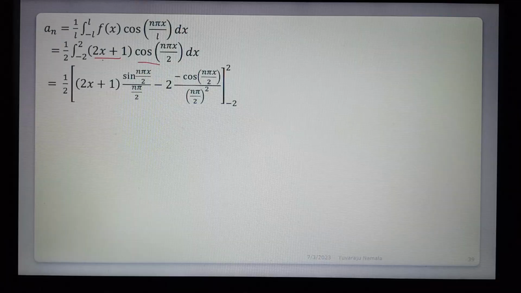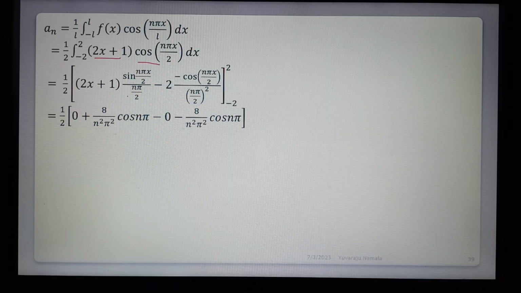So 1 by 2 into u, which is 2x plus 1, into the integration of cos n pi x by 2, which is sin n pi x by 2 over the x coefficient n pi by 2, minus the derivative of 2x plus 1, which is 2. This 2 is a constant, into the integration of sin, which is minus cos n pi x by 2 by n pi by 2 whole square, with limits minus 2 to 2. So substituting, n is equal to 1, 2, 2 cancel, sin n pi is 0. So minus into minus plus, here 4 into 2 is 8, 8 by n square pi square cos n pi at x is equal to 2.